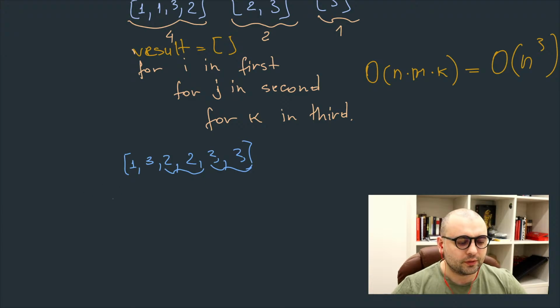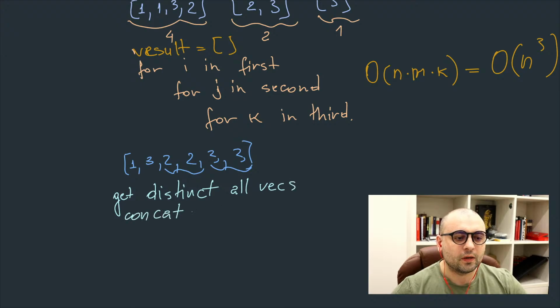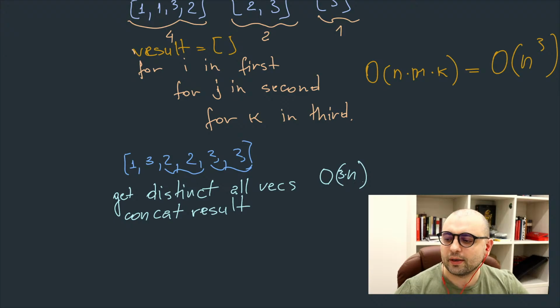If we try to sum up our algorithm: first get the distinct values of all arrays, all vectors, then concat, then result. This will be big O of 3 multiplied by n, so let's say 3n.